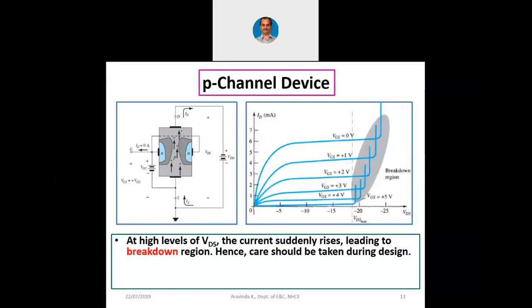At high levels of VDS, the current suddenly rises, leading to breakdown region. Hence, care should be taken during design. See, when VDS increases, ID keeps increasing. That means when voltage is increasing, current is also increasing. That is natural, because this channel will have its own resistance. But if the voltage increases further, current may have an avalanche effect. Current may have a destructive effect, where current will suddenly rise, because this P channel or the N channel may not be able to handle that much voltage. Suddenly the semiconductor will become conductor and the whole thing will be burnt.